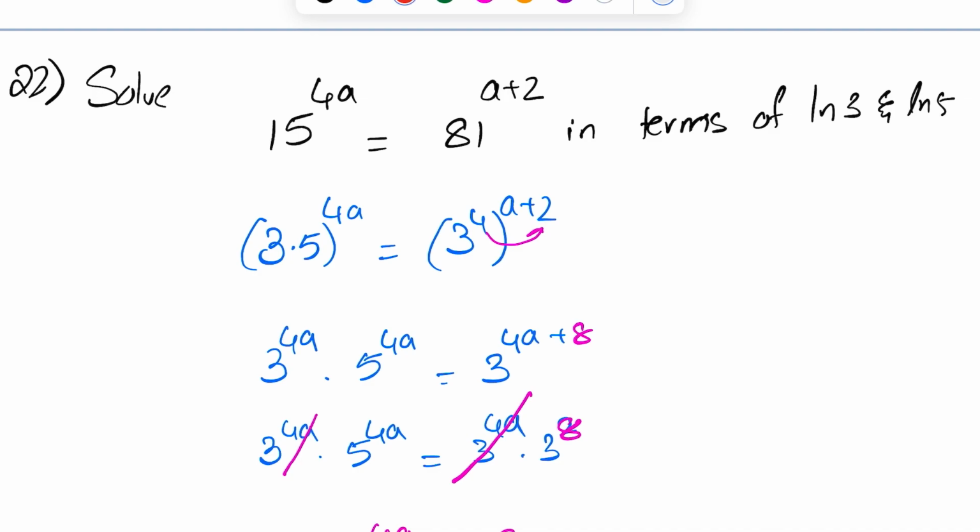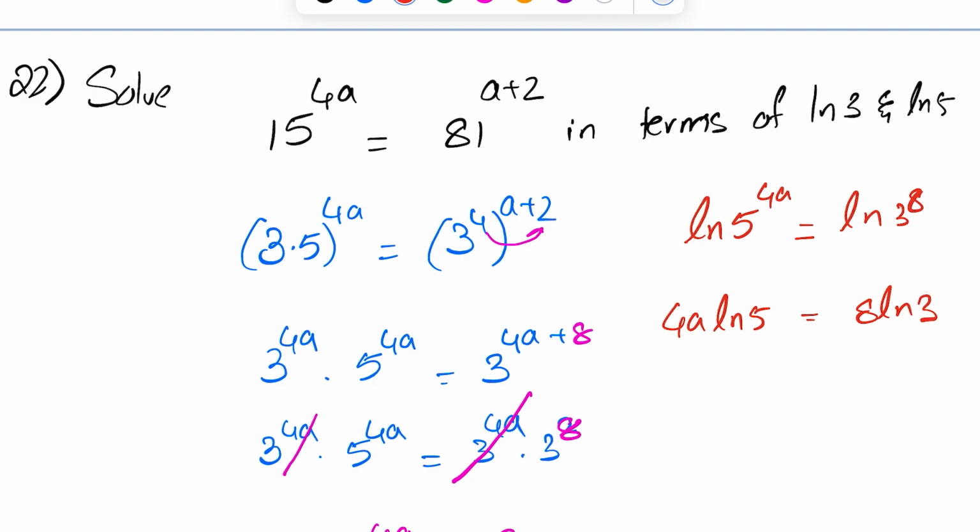Now applying ln on both sides. So ln 5 power 4a equals to ln 3 power 8. So 4a ln 5 equals to 8 ln 3. So a equals to 8 ln 3 divided by 4 ln 5. So 4 times 1, 4 times 2. So what is a? 2 ln 3 divided by ln 5. That's question number 22.